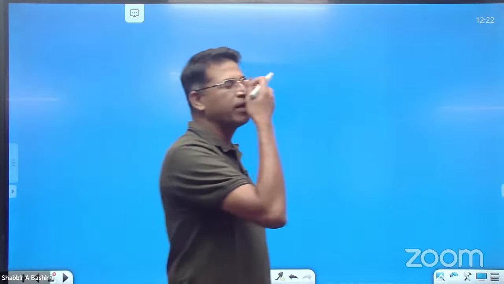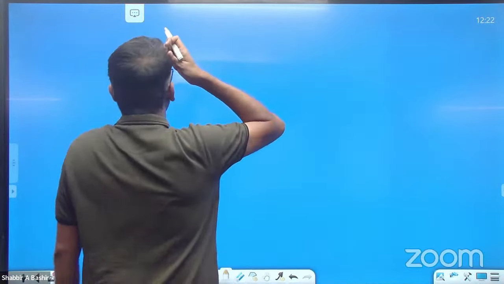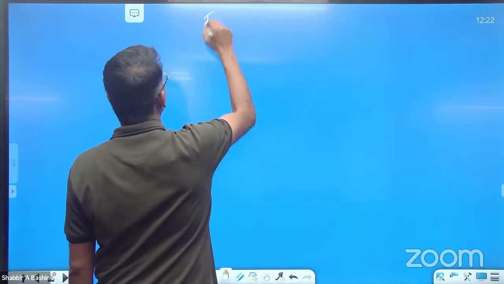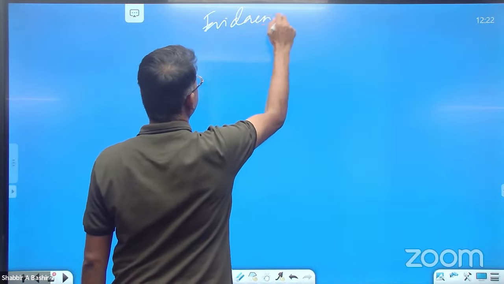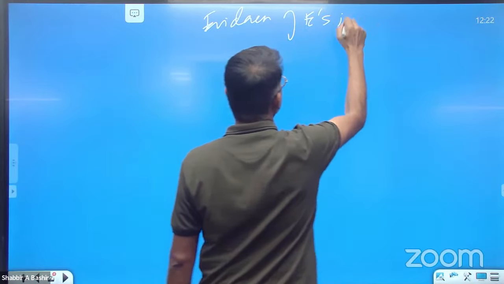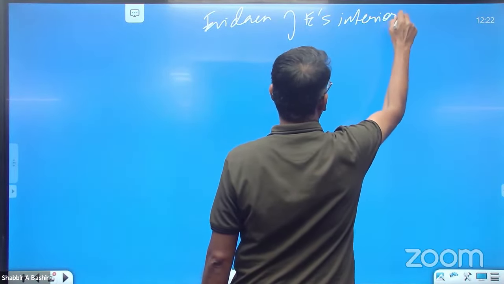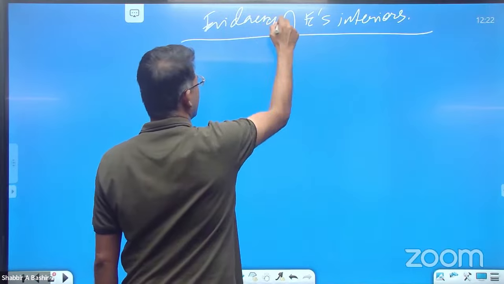So I'm moving on. So now the next topic for discussion is evidences of the Earth's interiors. Evidences of the Earth's interiors.